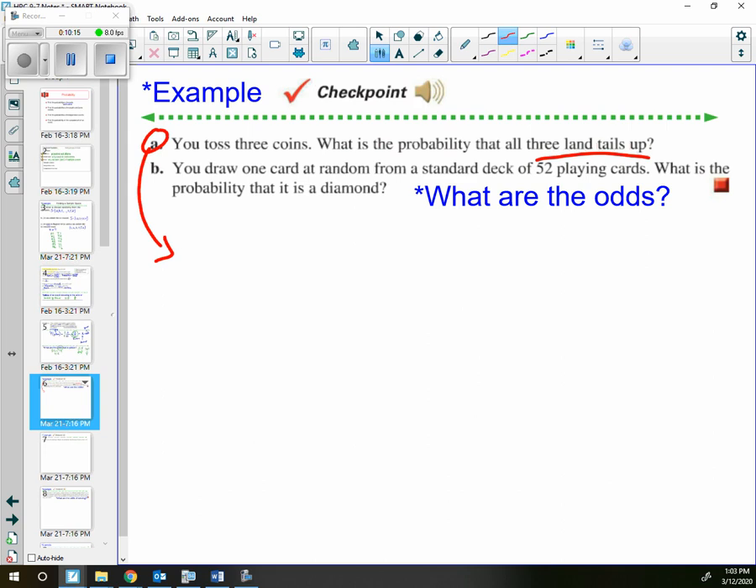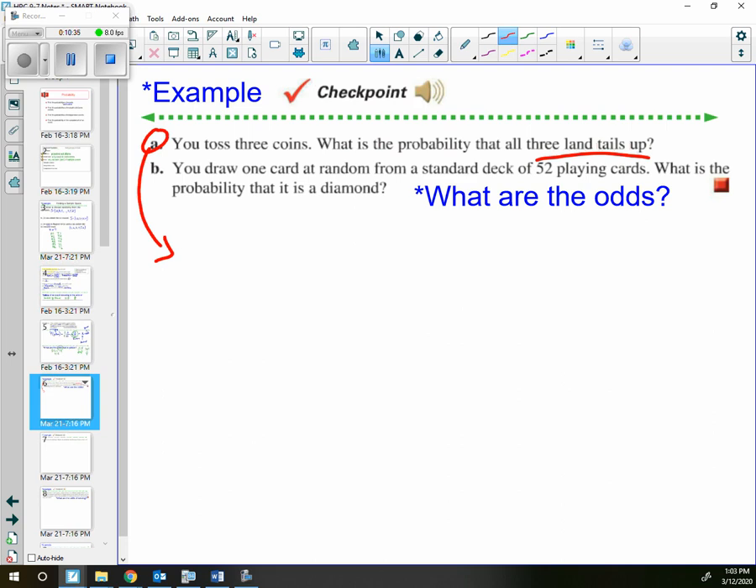Well, it's 1 out of 2, right? So every time that's a 1/2. So we're going to do this 3 times, and we want to figure out what the probability of that would be. On the first one, we've got a 1 out of 2 chance. On the second one, we've got a 1 out of 2 chance. And on the third one, we've got a 1 out of 2 chance. So if you remember the counting principle, we multiply those together.